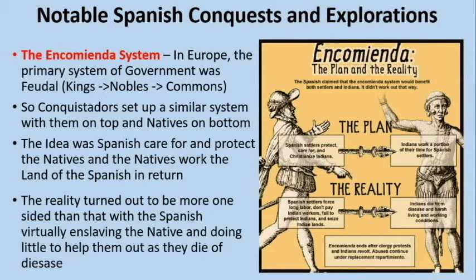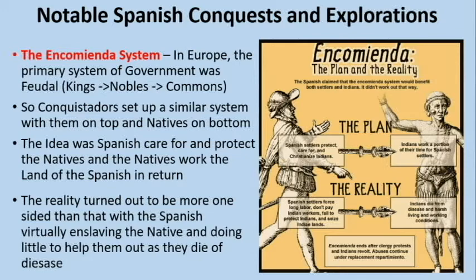In Europe, we had a primary system of government that was feudal, the feudal system, where kings have power and they share that power with nobles who support the kings, and then the nobles are leading the commons, or over the commons, and the commons help support the nobles. So you have a hierarchy, a social pyramid, with the king on top and the commoners on the bottom.